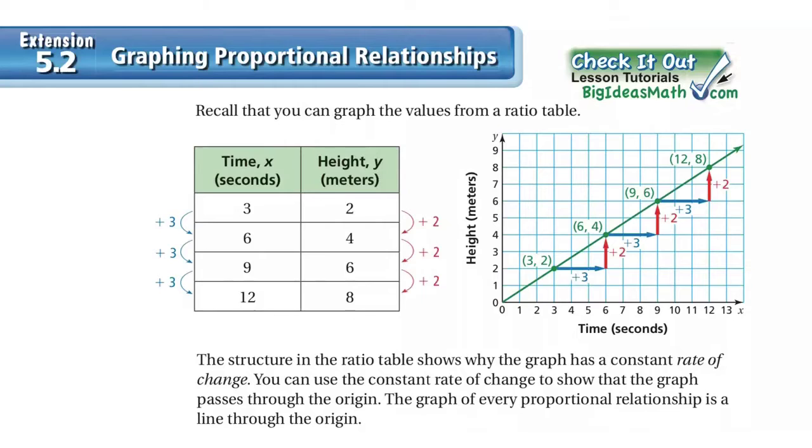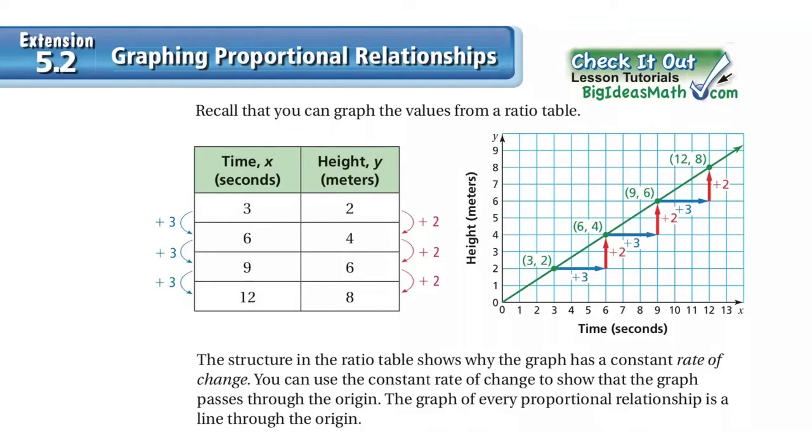So we go to 3 on the x-axis, which is the horizontal axis along the bottom, and we go up to the 2, because that's the y-axis, which goes vertically. So we go to where 3, 2 is, and we put a dot. Then we go to the next point, which would be 6, 4, and then 9, 6, and then 12, 8. And we put a dot at each of those points.